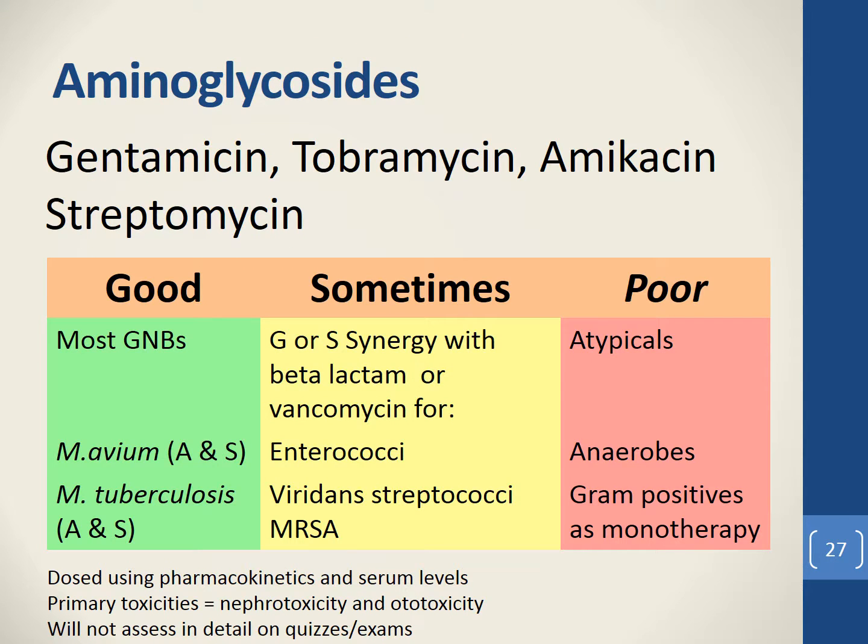Shifting now to aminoglycosides, again, more likely to be seen inpatient and primarily workhorses for gram-negative infections. You can see that, again, these are dosed using pharmacokinetics and serum levels with the primary toxicities of nephrotoxicity and ototoxicity. This is included for you here just as a sake of completeness slide so that you can see that most of our coverage is going to be targeted for using these in gram-negative infections, but I'm not going to assess you in detail on the quizzes and exams when it comes to aminoglycosides.